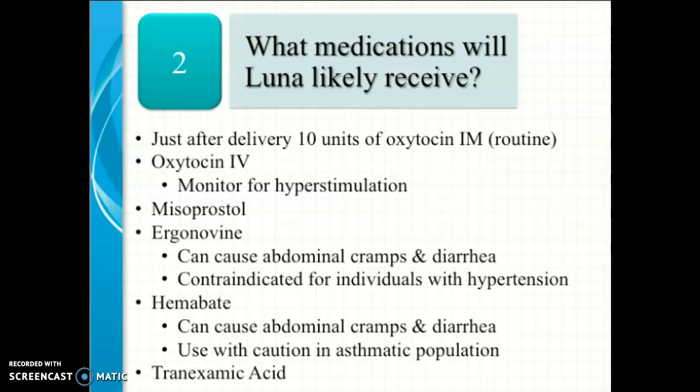The misoprostol, which is usually given per rectum or buccally, the ergot, this can cause abdominal cramps, and it's contraindicated for individuals with hypertension. The Hemabate, it's contraindicated or used with caution in the asthmatic population, can also cause abdominal cramps and diarrhea. And then the tranexamic acid.